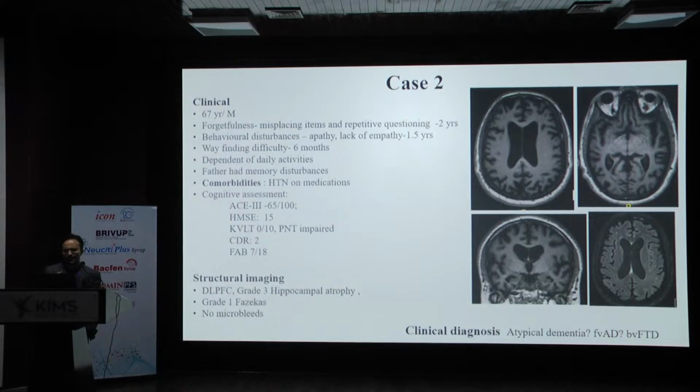If you see his scan, it is showing grade 3 hippocampal atrophy on a coronal scan. Dorsolateral prefrontal cortex is also involved. There were no microbleeds. So our clinical diagnosis was an atypical dementia. But it could be frontal variant AD, because nowadays there's a dysexecutive variant of AD. You heard from Dr. Sandeep and Dr. Atanu sir as well. And then there's a behavioral variant of FTD. Now there's always a doubt, what is it? Now that the drugs have come, we need to know the underlying biology, right?